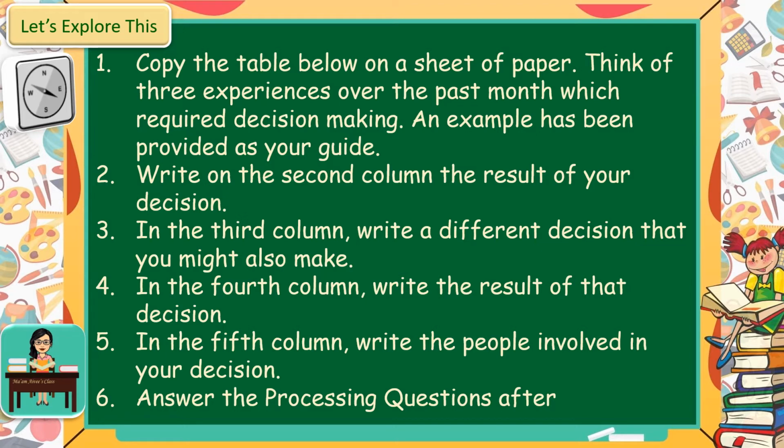Number 2. Write on the second column the result of your decision. Number 3. On the third column, write a different decision that you might also make. Number 4. In the fourth column, write the result of that decision. Number 5. In the fifth column, write the people involved in your decision. And when you're done, you're ready to answer the processing question after.